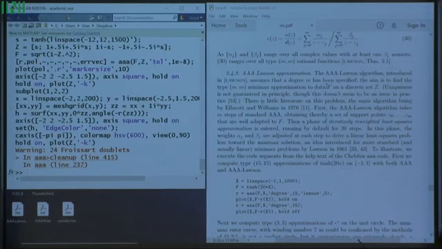So you end up with an algorithm for minimax approximation on general complex sets. That turns out to be an area where there's hardly anything out there. The best known paper is by Ellacott and Williams in 1976, but there's really not much on rational minimax approximation on general complex sets. And this seems to work pretty reliably, not always, but often. So I'm going to finish with two examples of AAA Lawson, first on a real interval and then on a circle.